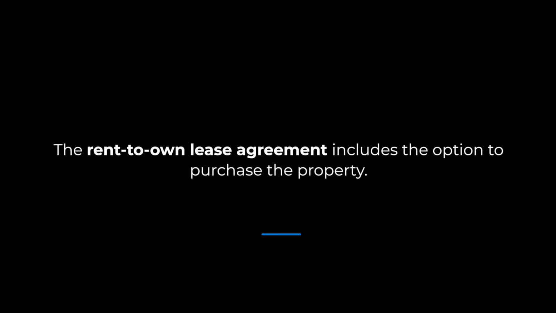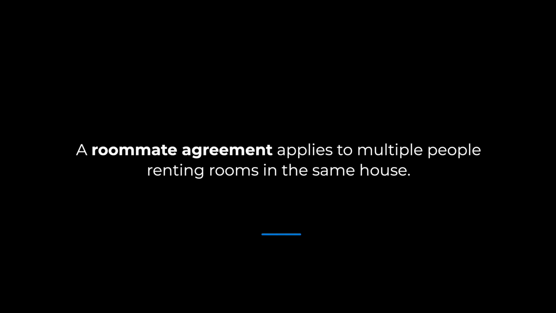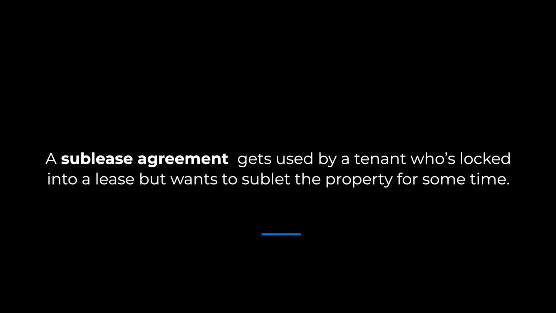The rent-to-own lease agreement is kind of like a standard lease but includes an option for the tenant to purchase the property. A roommate agreement is a type of lease you'd use if multiple individuals are renting a room in the same home. The last type of lease we'll discuss is the sublease agreement. This gets used by a tenant who's locked into a lease but wants to sublet the property for some time.